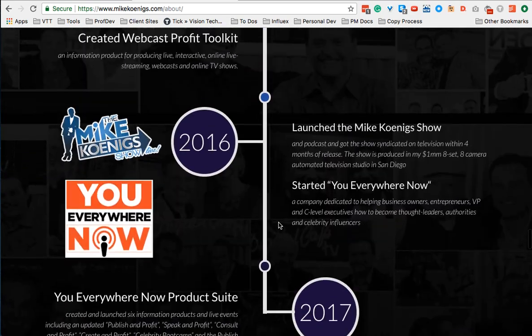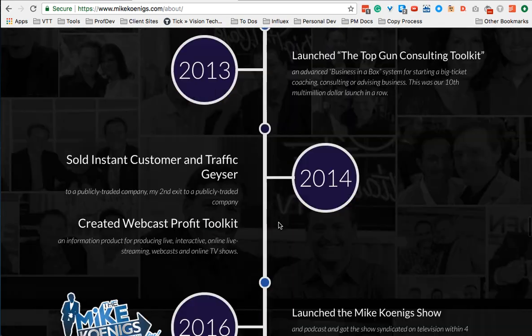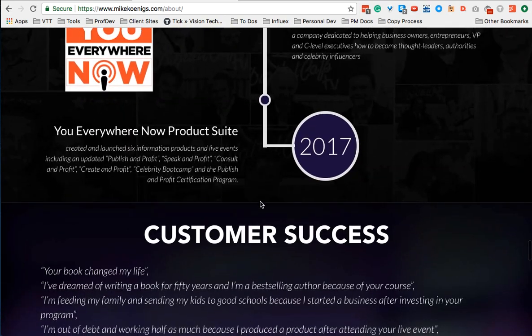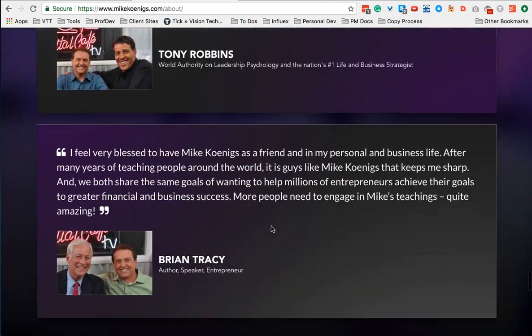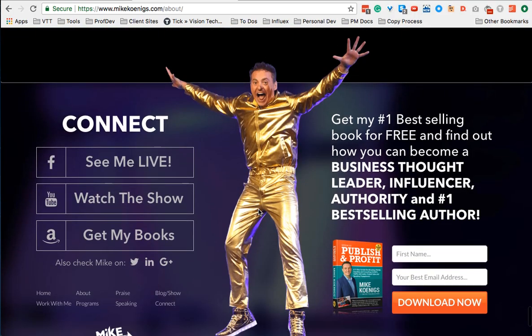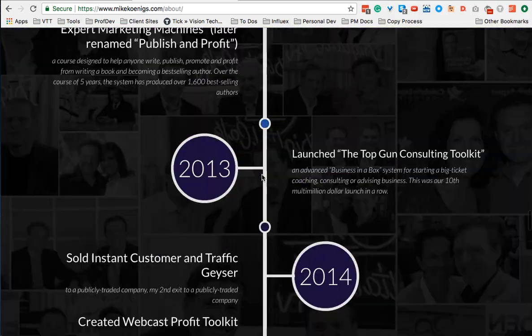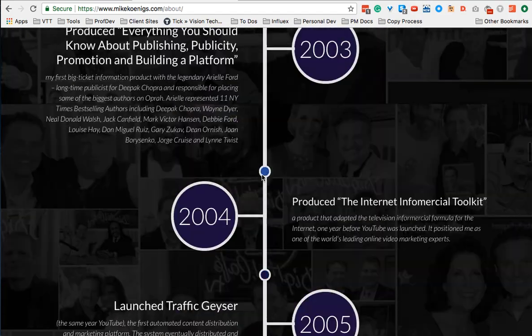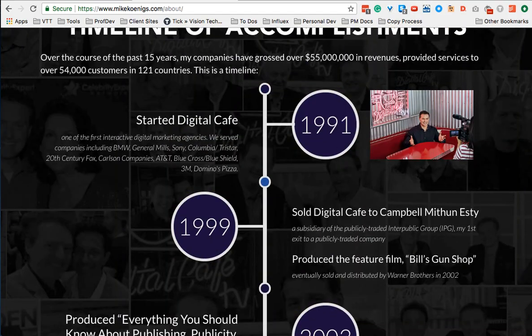I'd probably insert a call to action somewhere here though, before the customer success, and then again another at the end here. So yeah, that's my critique for my Koenigs about page.